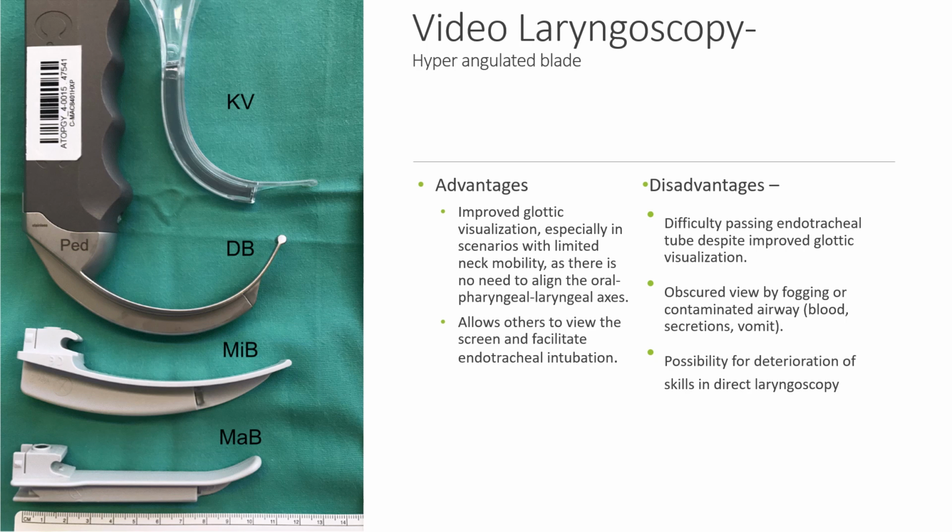So the hyperangulated blade specifically gives you improved glottic visualization, especially in scenarios with limited neck mobility, so there's no need to align the oral, pharyngeal, and laryngeal axes. It can make it difficult to pass the tube despite improved glottic visualization, unless you have either a rigid stylet for some of those devices, or the channels you can run. You have to have some familiarization with your device to know which you need to work with.